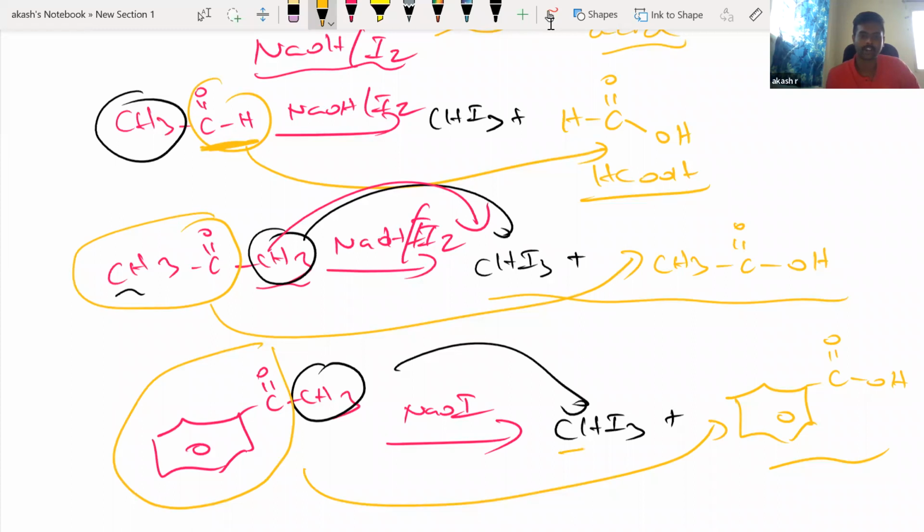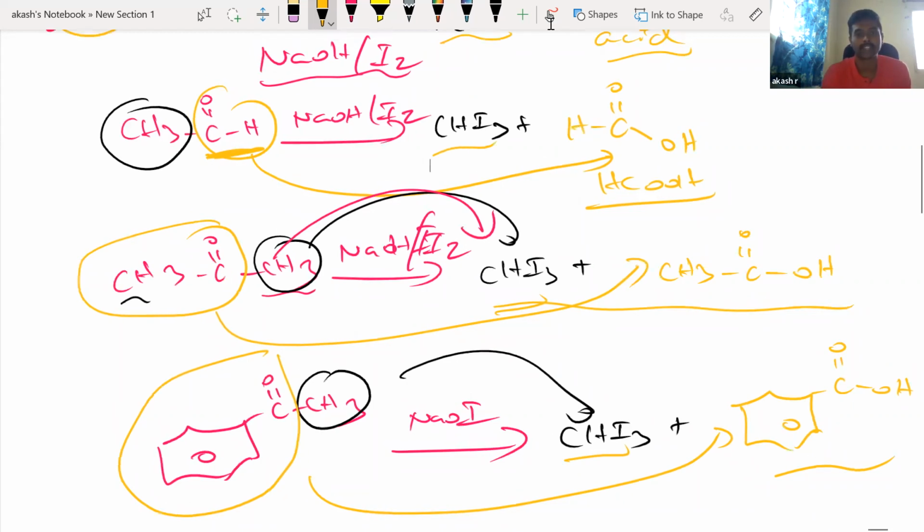Okay, and you have to understand that all the CHI3 we are forming is yellow in color, and that is why we use it to test for the COCH3 group, C double bond O attached to CH3. If it is there, those kinds of compounds will give a yellow color in the iodoform reaction. Okay, I hope everybody is following, right?